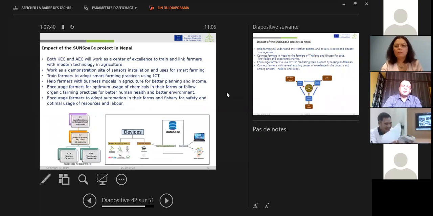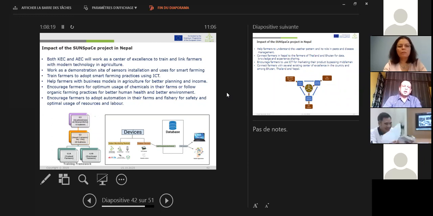So the implementation of the SpACe project in Nepal will have the following impact. Both KEC and AEC will be developed as a center of excellence to train farmers to implement modern technology in agriculture, and also implement ICT for agriculture and smart farming. These two organizations will also work as a demonstration site to demonstrate the use of sensors in smart farming, so that farmers can easily learn how to install such sensors by themselves.